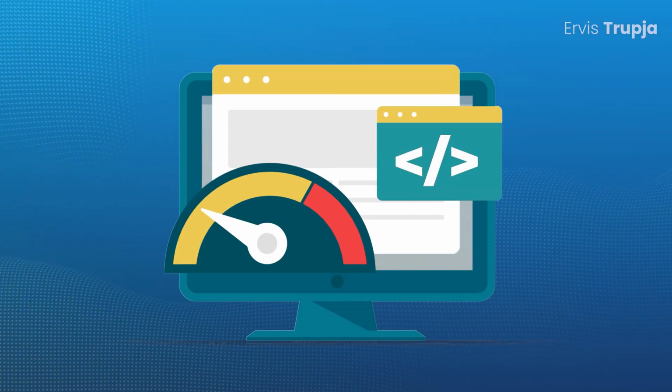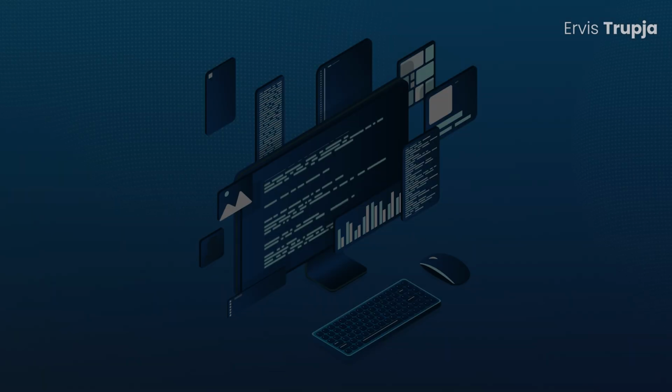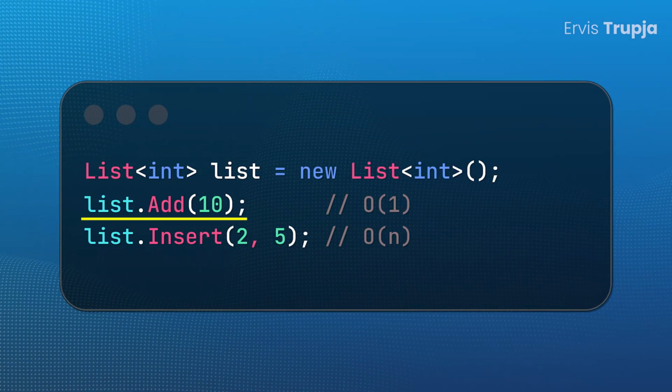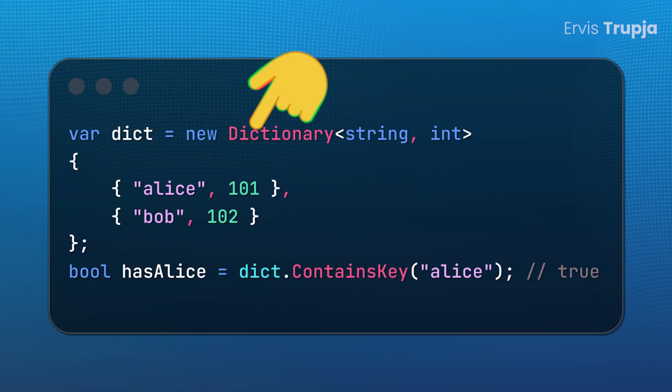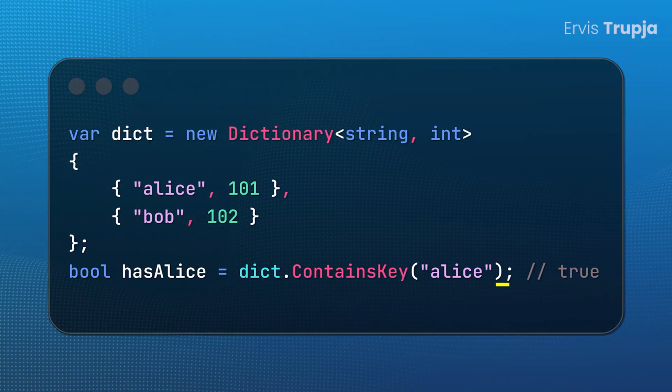Performance becomes critical as the application grows, and big O notation helps you understand how collections behave under the hood. A list has O(1) for appending to the end, but O(n) for inserting in the middle or searching. A dictionary gives O(1) average time for adding and looking up items by key.